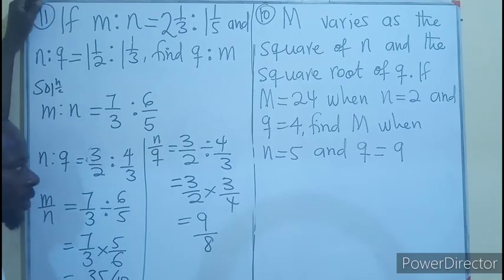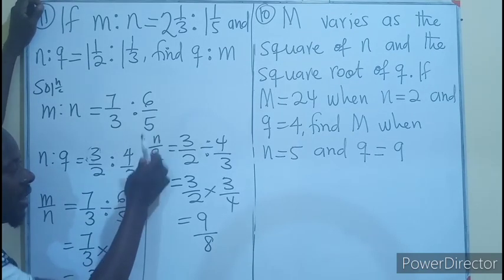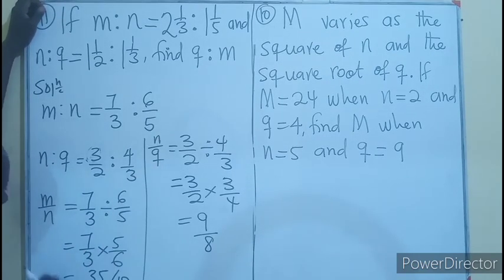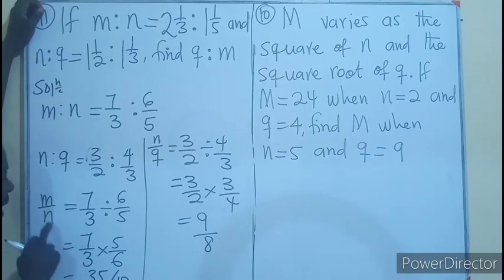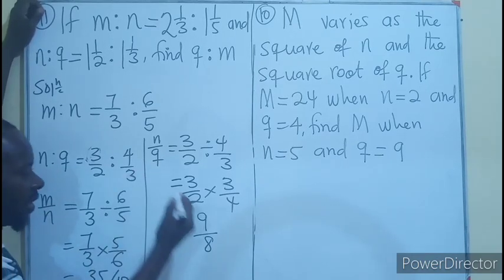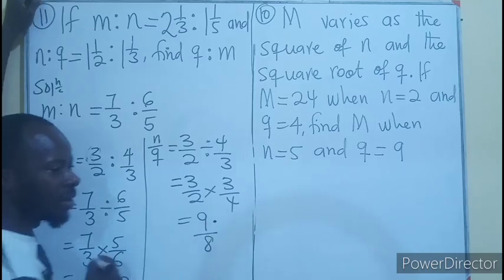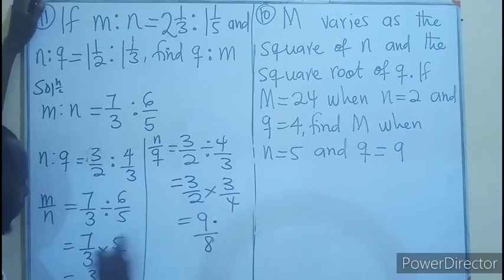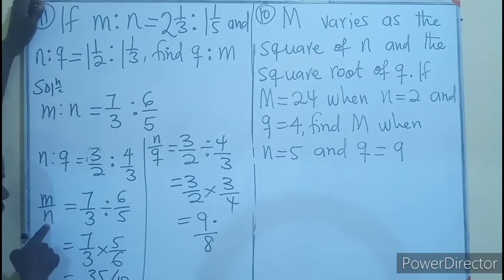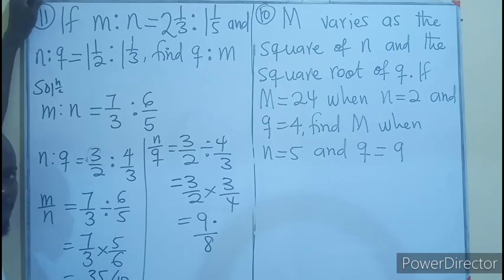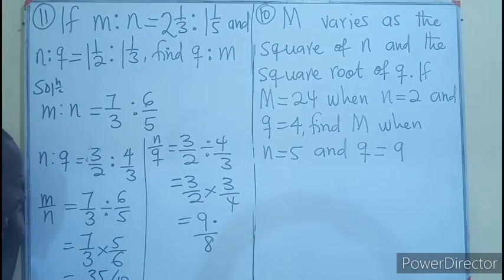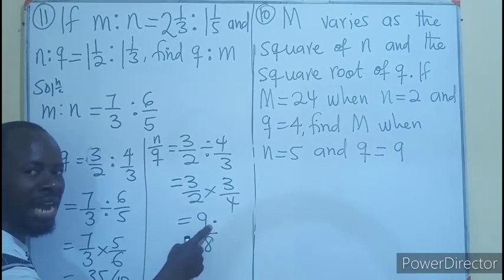8. Now check carefully and see that I'm having n divided by q. We have m divided by n. So it means the top fraction here, or the numerator here, is the same as what? This denominator. So if we are saying n is the same as n, then it means that 18 must be the same as what? 9.